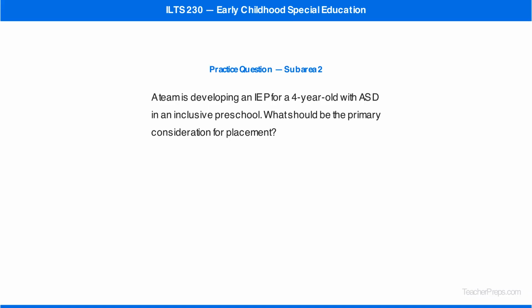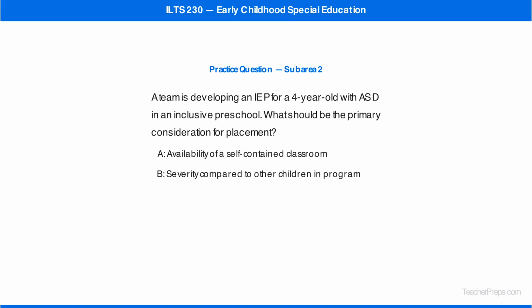Here is another practice question. An early childhood special education team is developing an IEP for a 4-year-old child with autism spectrum disorder. The child currently attends an inclusive preschool classroom. Which factor should be the team's primary consideration when determining the child's placement?